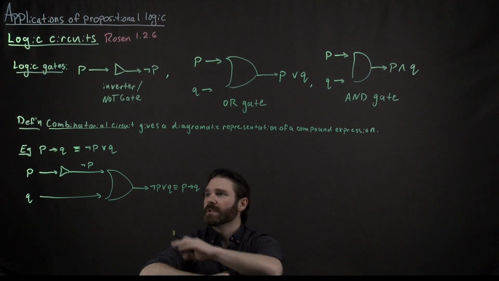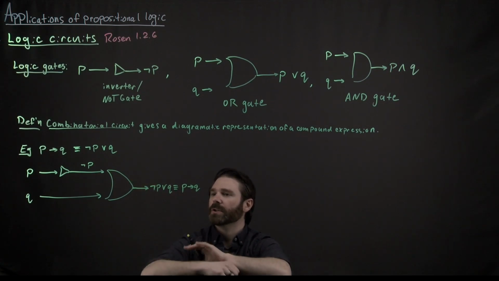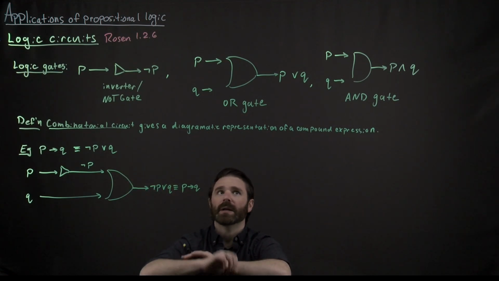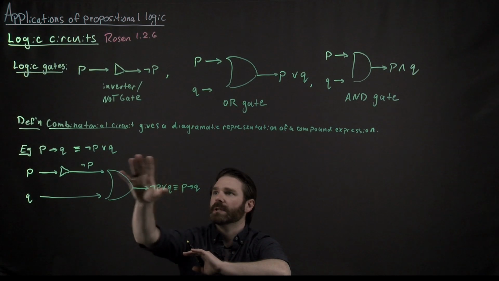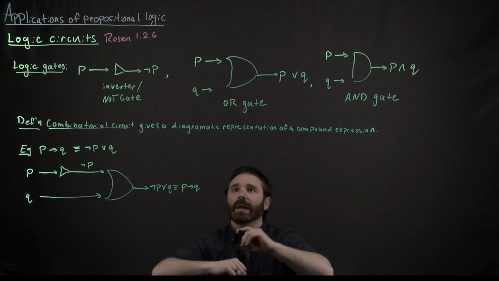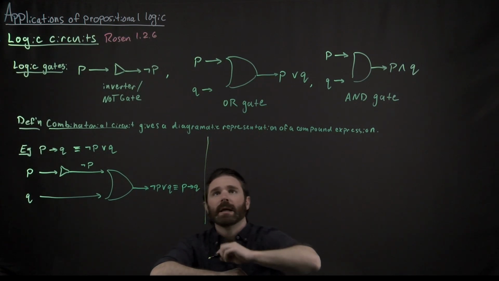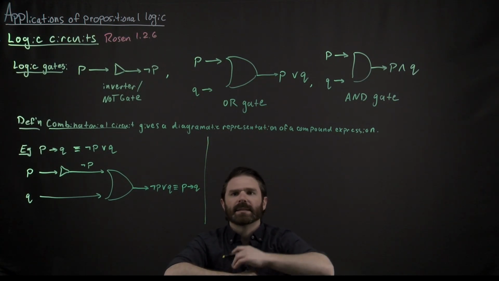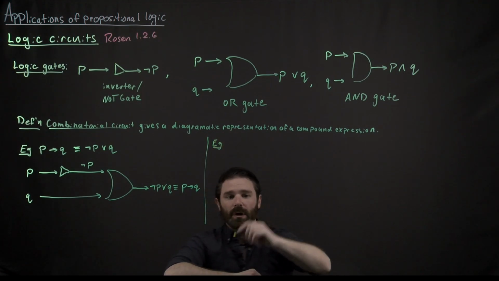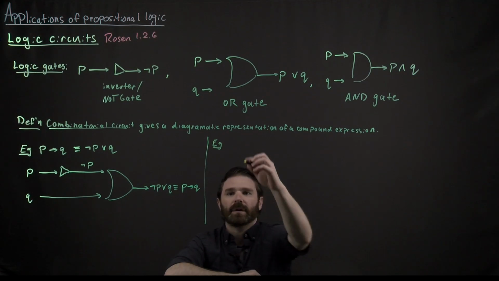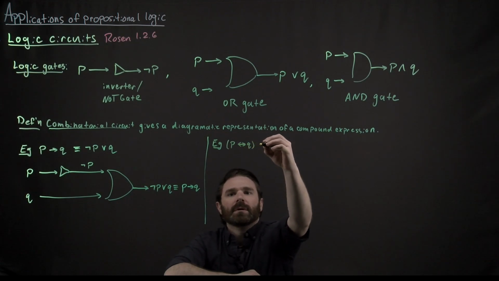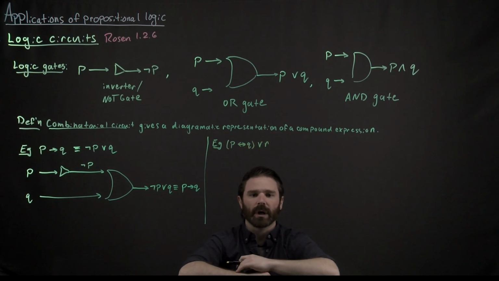Fantastic. So that's one example of a combinatorial circuit, of how you could represent a compound expression in a diagrammatic representation using this sort of circuit diagram right here. So let's see if we can do another example, a little bit more complex. Let's come up with a combinatorial circuit diagram for a compound expression that looks like the following: P if and only if (Q or R) right here.